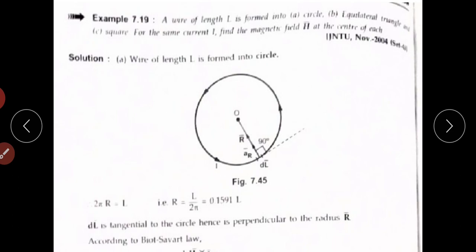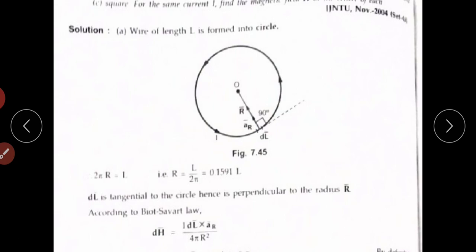Three cases. Now we have to find the magnetic field intensity at the center. So first one circle, second case equilateral triangle, third one square. So first case one: a wire of length L is formed into a circle. Total length equals L. It is formed into a circle with radius equal to R.